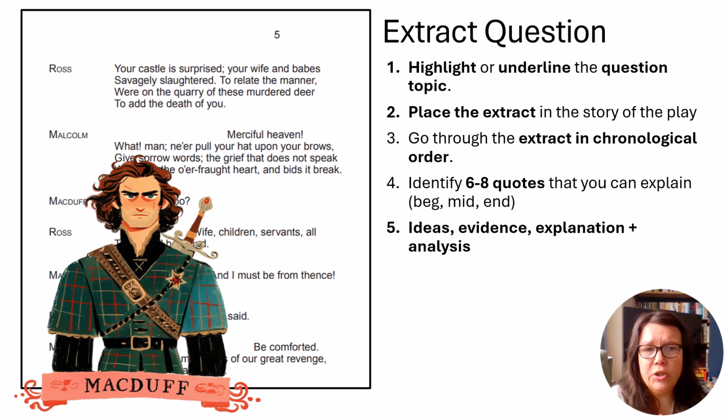So just to remind you about your methodology for this question, you are making sure you know what the question topic is, highlighting that. Place the extract in the story of the play, and that's going to be your first couple of sentences for your answer, where you talk about what is happening at this point in the story and how that is relevant to some of the wider narrative. Then you go through the extract in chronological order, identifying 6 to 8 quotes from the beginning, the middle and the end, and you talk about how those quotes might impact an audience.